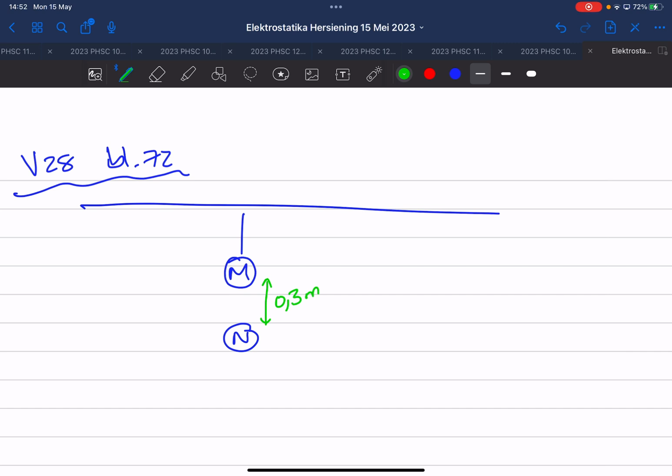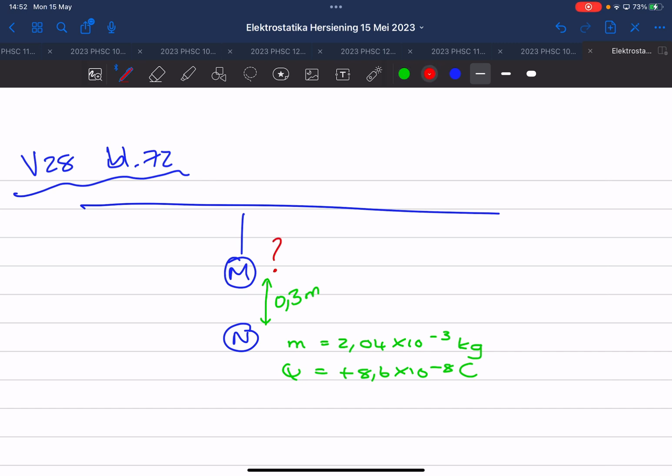Dan sê hulle vir jou en ek wil net kyk. 'n Ander gelade sfeer met 'n massa van ja. So M het 'n massa van, dalk het ek al hierdie met julle gedoen. 2,04 maal 10 to the mag minus 3 kg. And it has a charge of plus 8.6 times 10 to the power negative 8 coulomb. Okay. Jy weet nie wat M is nie. M, unknown.